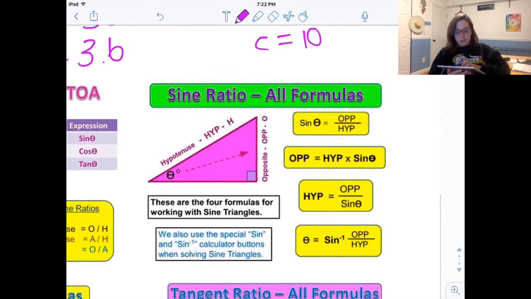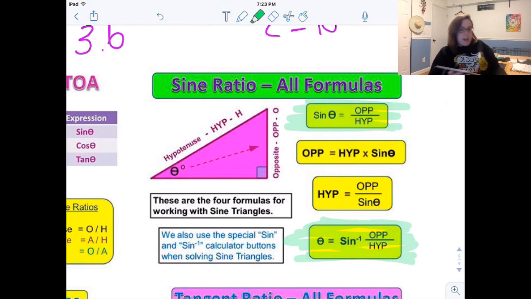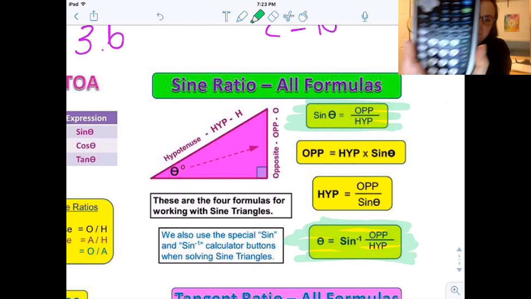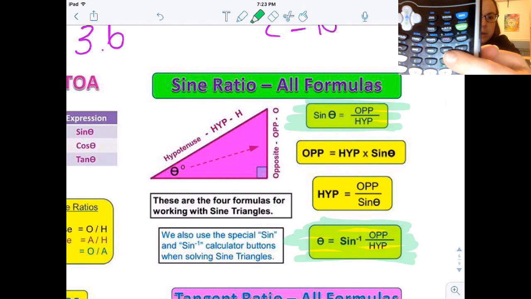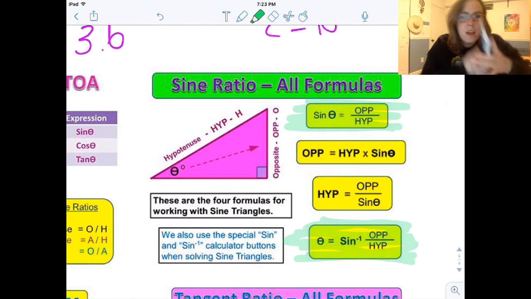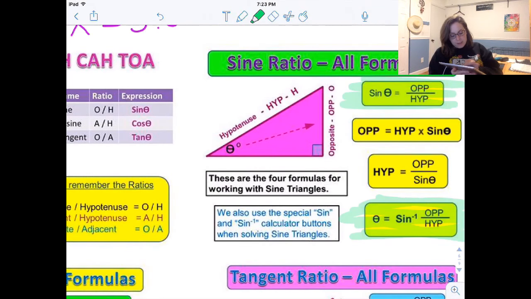For sine, you're going to use opposite over hypotenuse, okay? So that's this angle. If you're trying to find the angle, but you know the sides, you're going to use the inverse of sine. And when you use your calculator, there's the sine button. See how in blue it says sine to the negative first? That means sine inverse. So you do second sine for that. We use the sine and sine inverse buttons on our calculator.